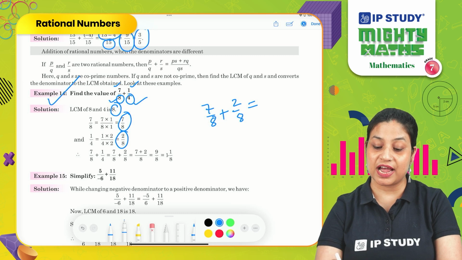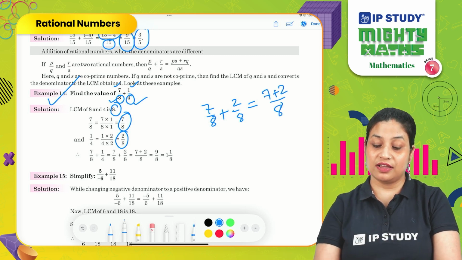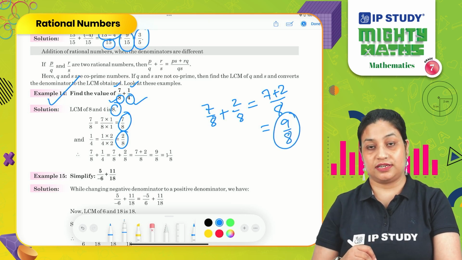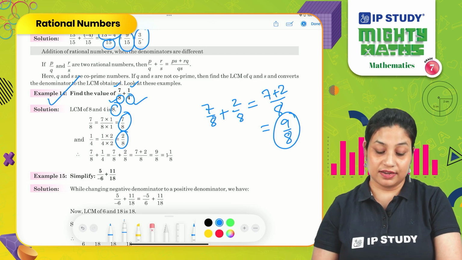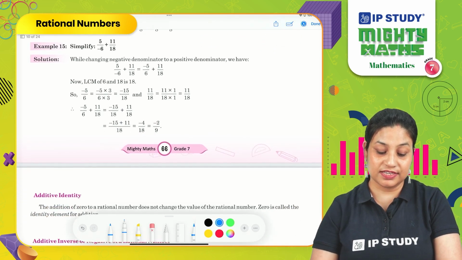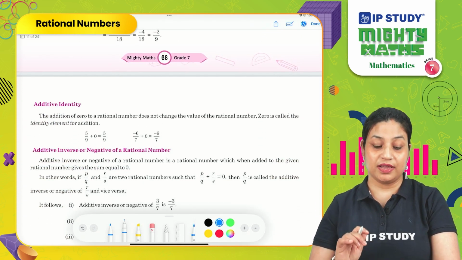So you simply add the numerators and write the common denominator as it is. If you do so, you will get 9 by 8 as your result. I hope you have understood this example, right? Now, let's see what is there in the next topic.